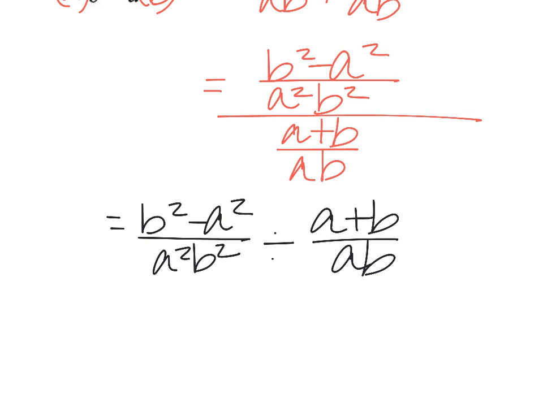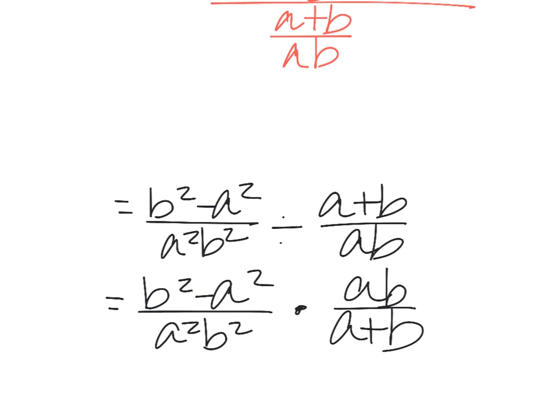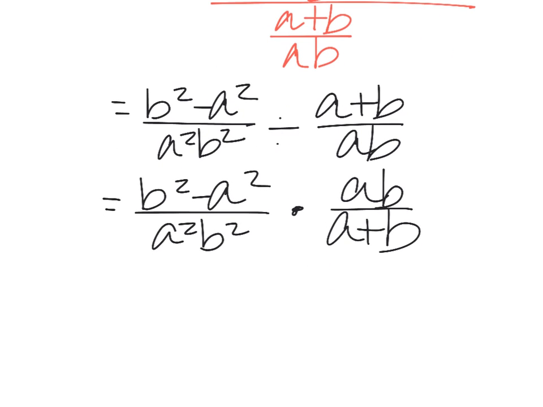Alright, now copy, change, change, because we can't divide fractions. So copy the first one, b squared minus a squared over a squared b squared. Change it to multiplication. Flip the second one. Alright, so now we've rewritten it as a single fraction. We've rewritten them as single fractions, rewrote it as a division problem, copy, change, change.